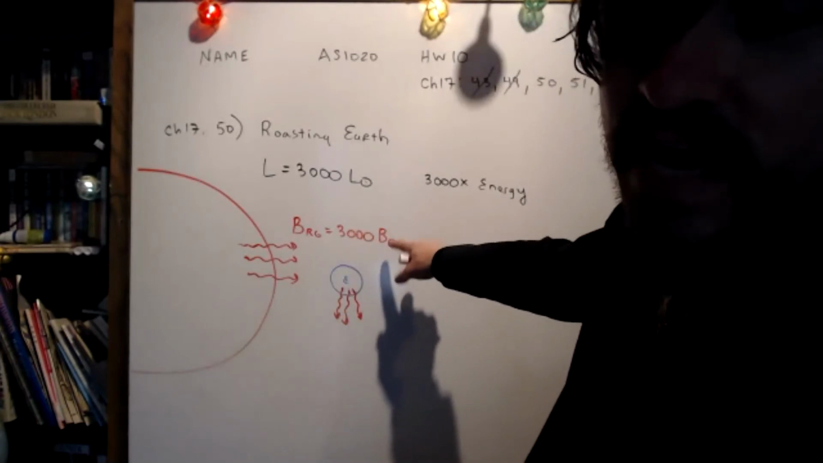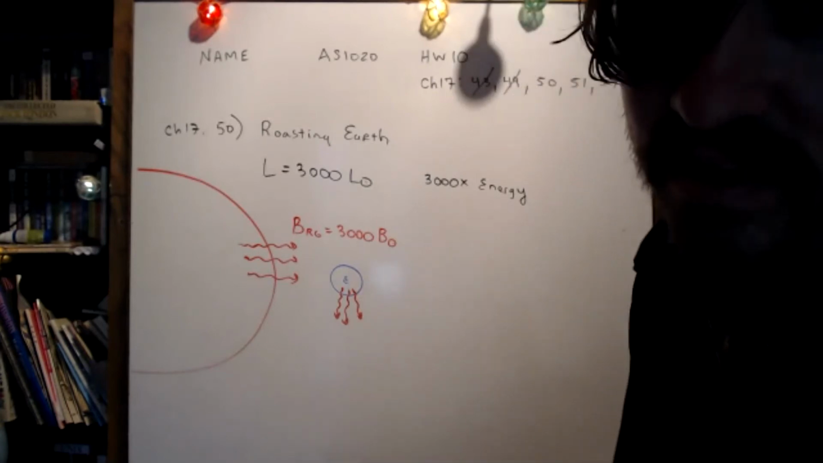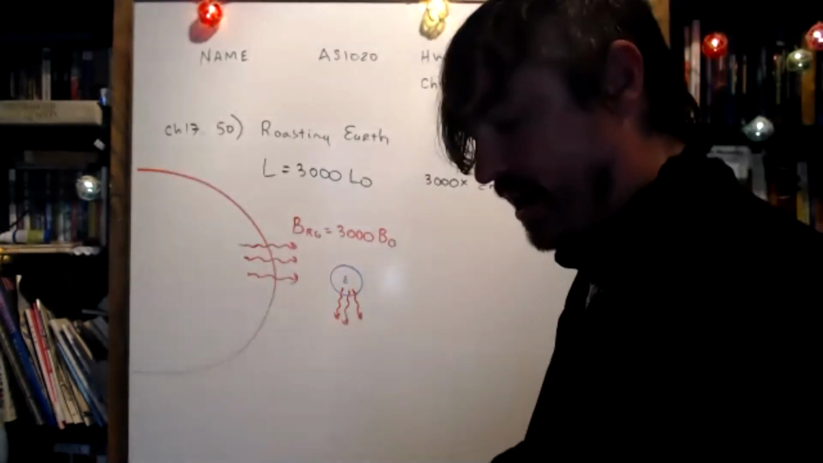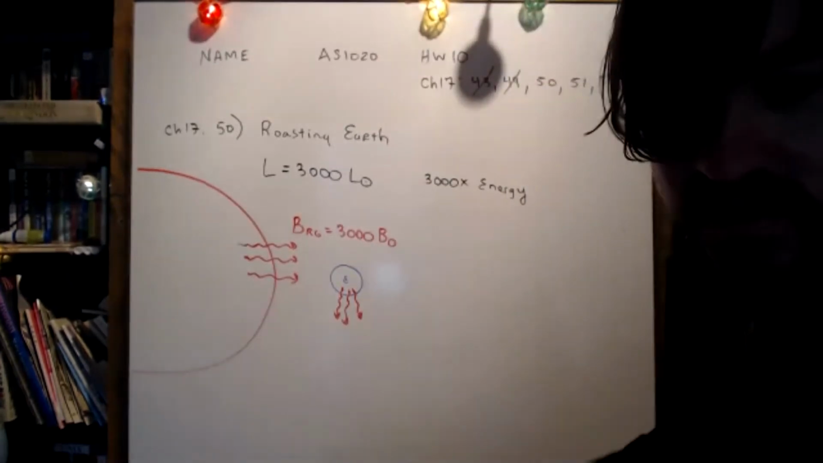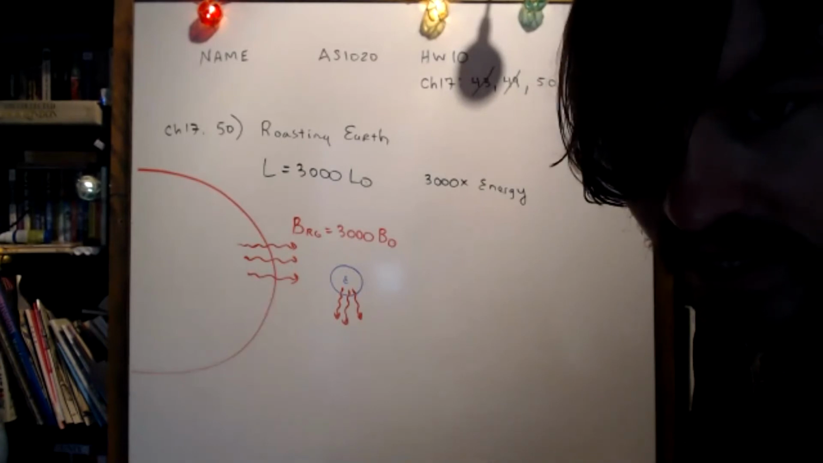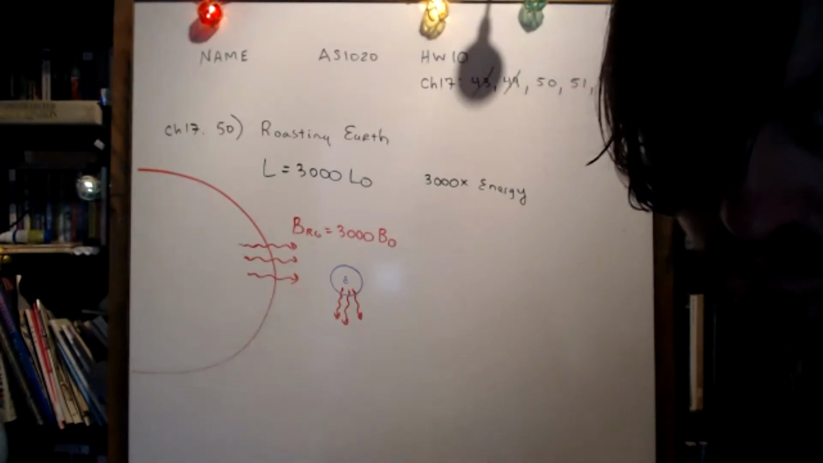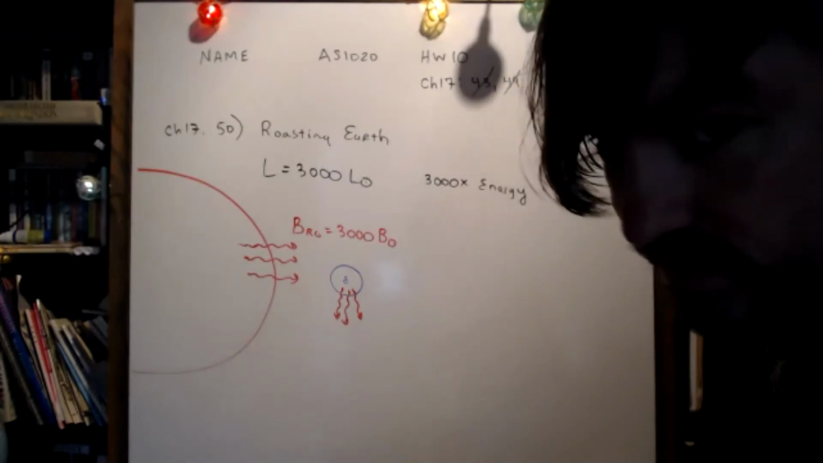The only logical conclusion is that if the Earth absorbs 3,000 times more sunlight, it must then re-radiate that sunlight as a black body. And what's the formula that tells us the amount of radiation that a black body gives off? Based on its temperature.